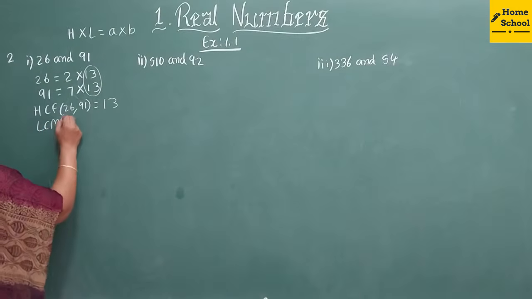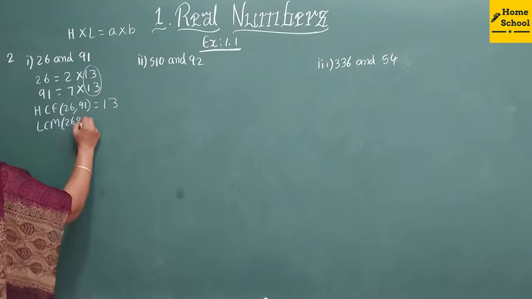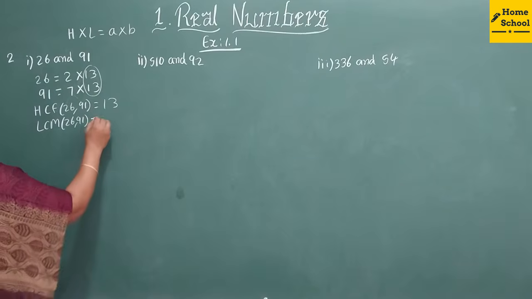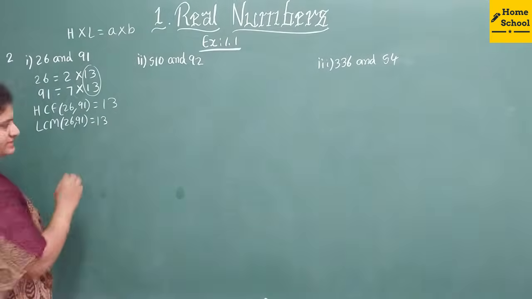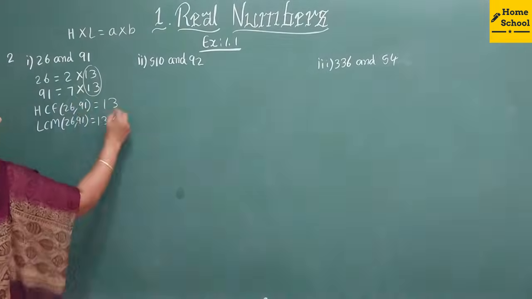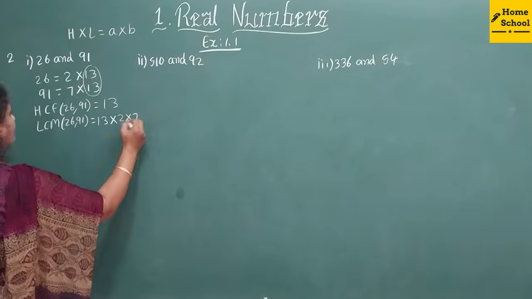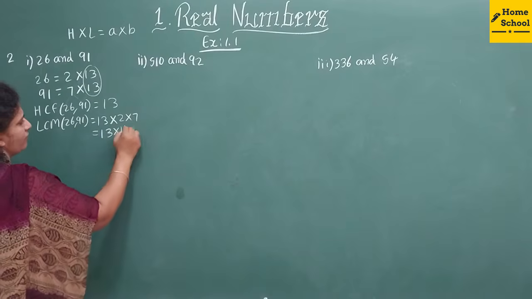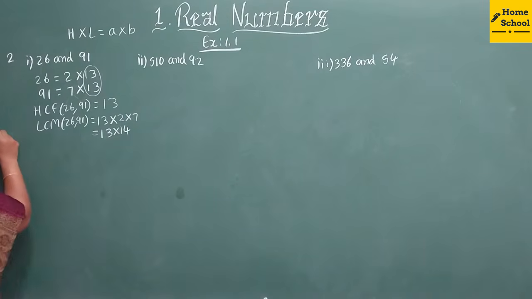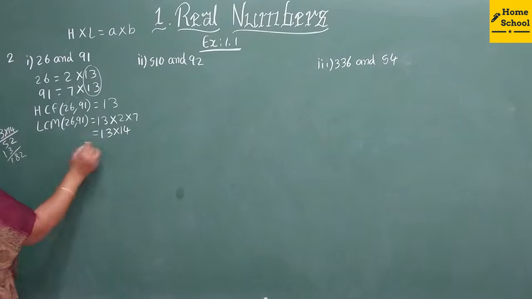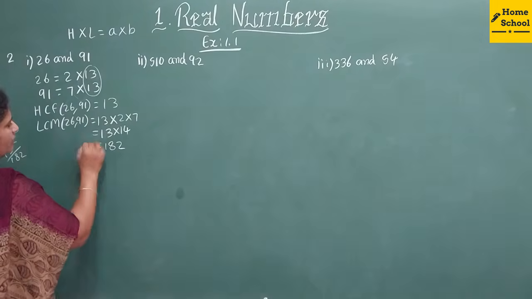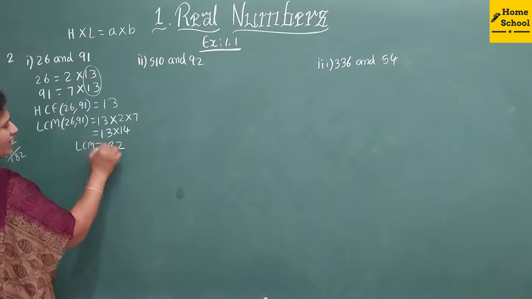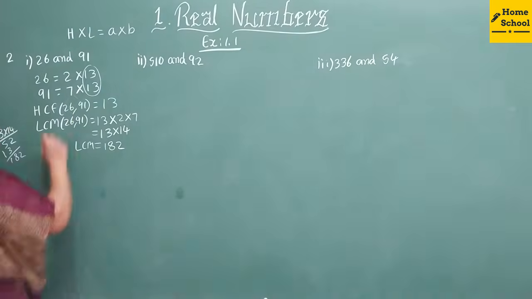LCM. The LCM of 26 and 91 is: write the HCF number first and then write the remaining numbers. 13 into 2 into 7. 13 into 2 sevens are 14. Multiply this: 13 into 14, that is 182. What is your LCM here? 182. Verify with this relation.